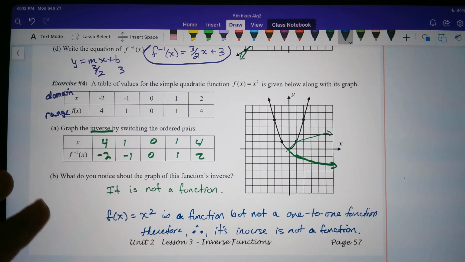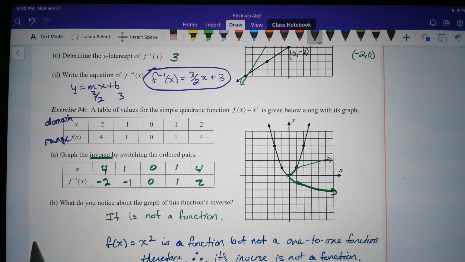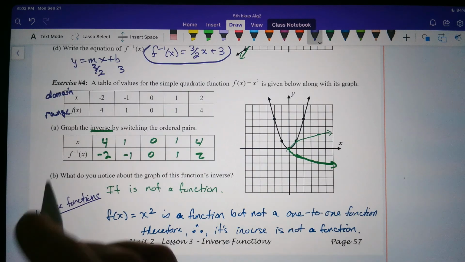So just remember, when you are working with inverses or inverse functions, you switch the domain and range.